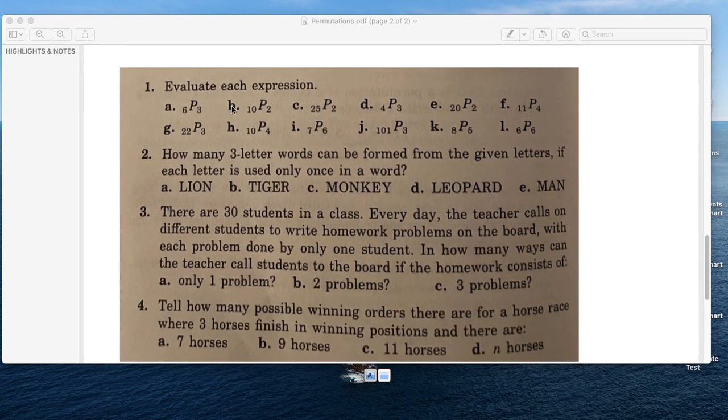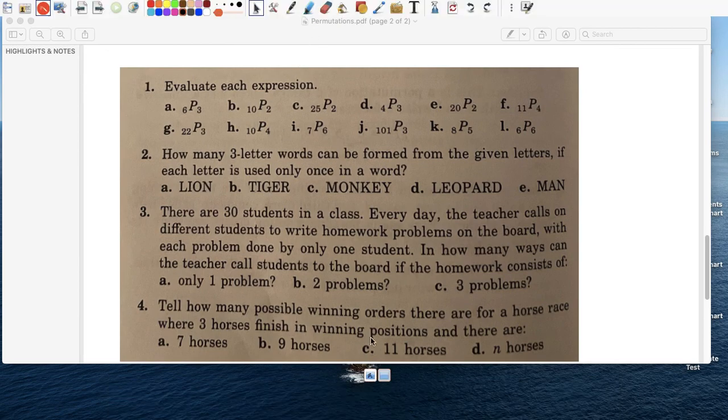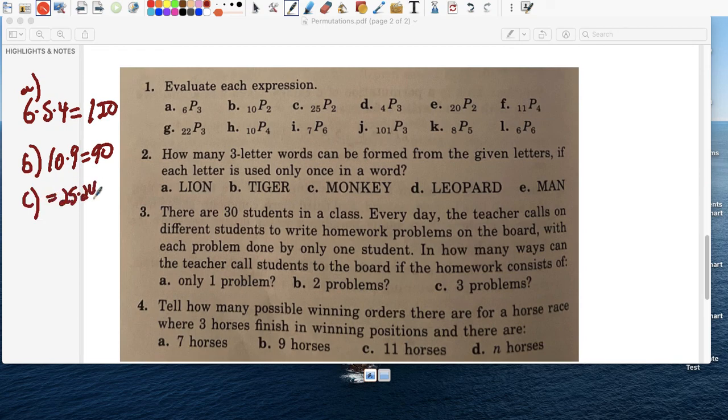Number 1 here, 6P3 would be 6 times 5 times 4. It's asking us to evaluate, so 6 times 5 is 30, 30 times 4 is 120, so A is 120. B would be 10 times 9, which would be 90. C would be 25 times 24, which is 600. D would be 4 times 3 times 2, which is 24. E would be 20 times 19, which is 380.